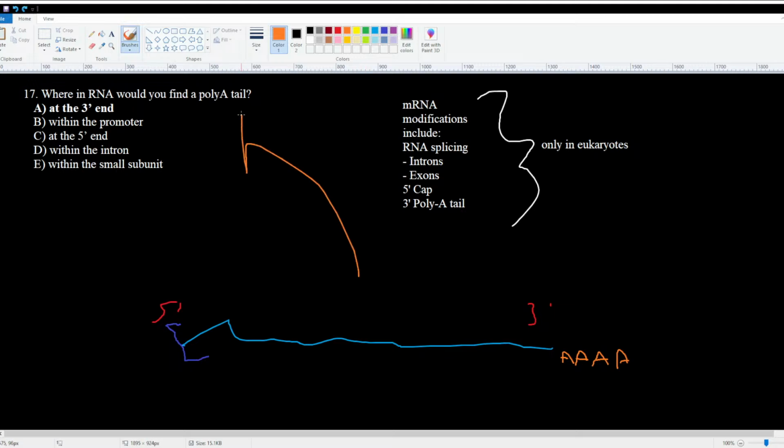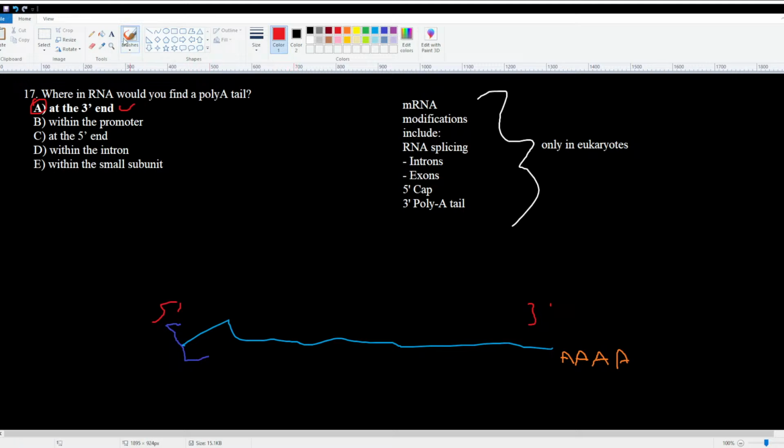So going back to number 17, the answer would actually be A. In the mRNA you would find the poly A tail at the 3' end, because at the 5' end we have the cap. Introns are not related to this. Small subunit, once again, is not related, that's on the ribosome. And promoter is not related to the actual mRNA, that's a region on the DNA.